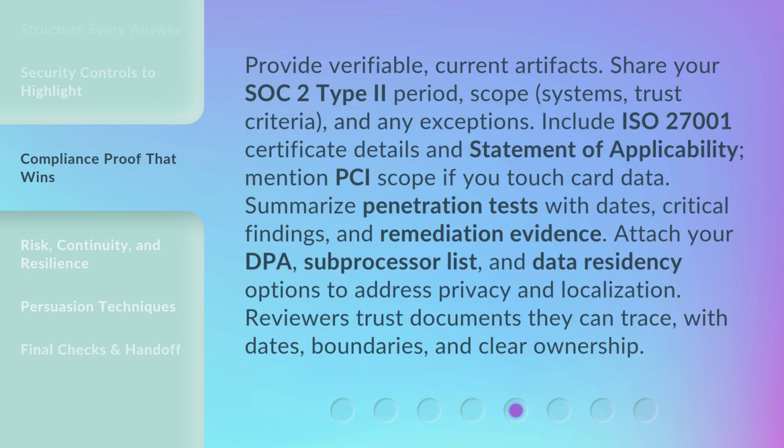Summarize penetration tests with dates, critical findings, and remediation evidence. Attach your DPA, subprocessor list, and data residency options to address privacy and localization. Reviewers trust documents they can trace, with dates, boundaries, and clear ownership.